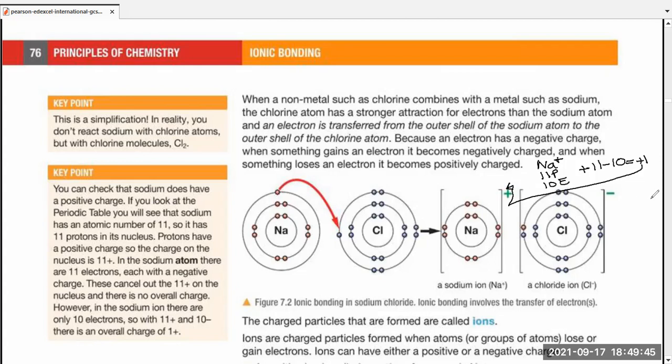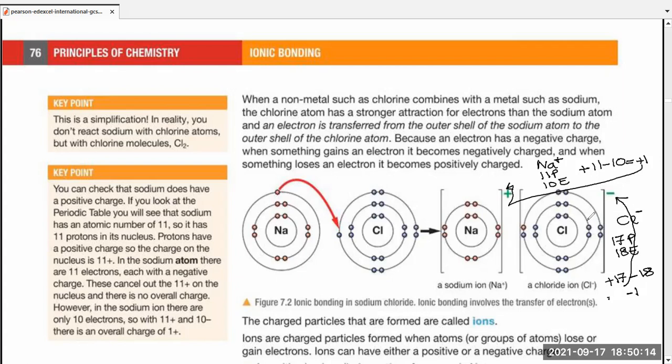In case of chloride ion, Cl negative, the number of protons is 17, while the number of electrons, as it accepted 1 from the outermost shell of sodium, is 18. So solving it would be +17 -18, and the answer to it is -1, which is shown as the charge of chloride ion.